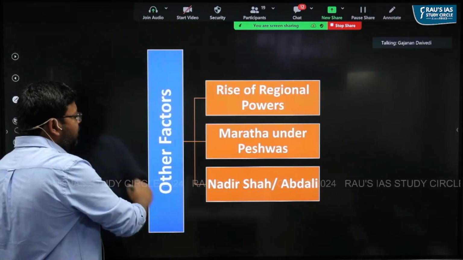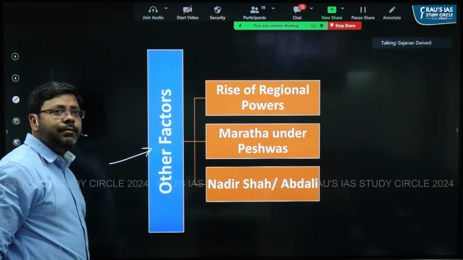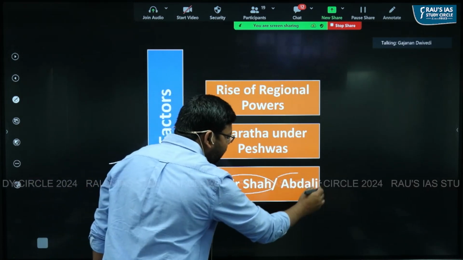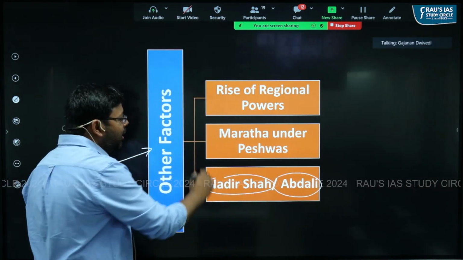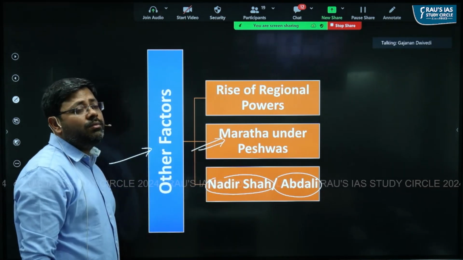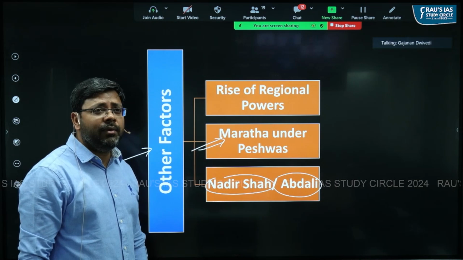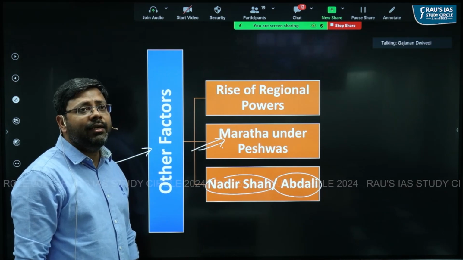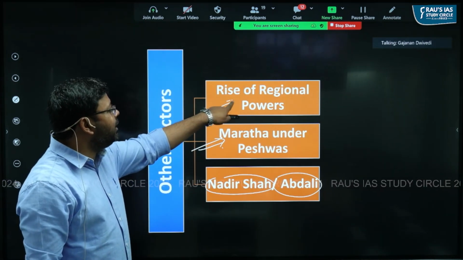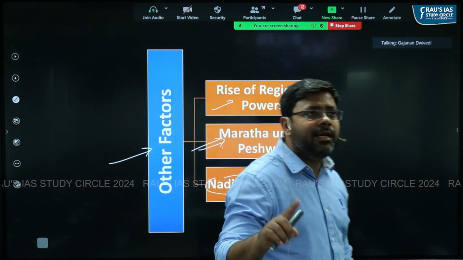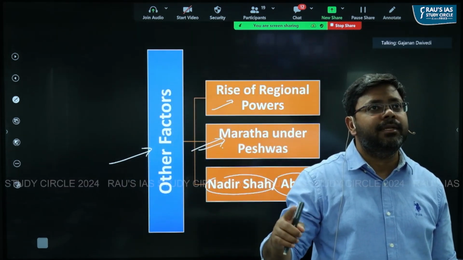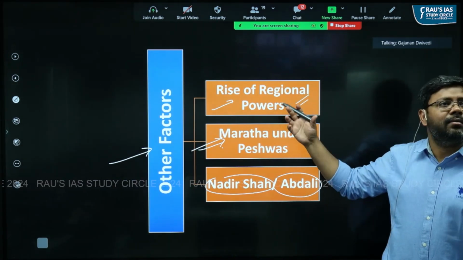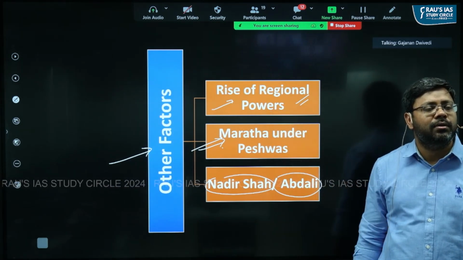But don't you think that militarily the Mughals were also in decline? There were constant attacks by Nadir Shah, and constant attacks by Abdali. Then the Marathas under the Peshwas, Balaji Vishwanath, Baji Rao, were on the rise and constantly attacking Mughal territory. And independent kingdoms were emerging out of Mughal territories, like Bengal, Hyderabad, Awadh. So the territorial breakdown of the Mughal empire was also going on.